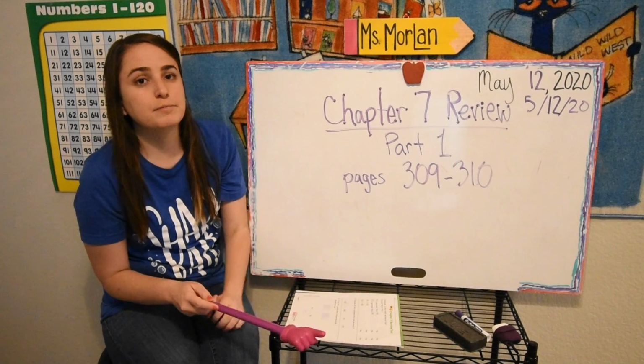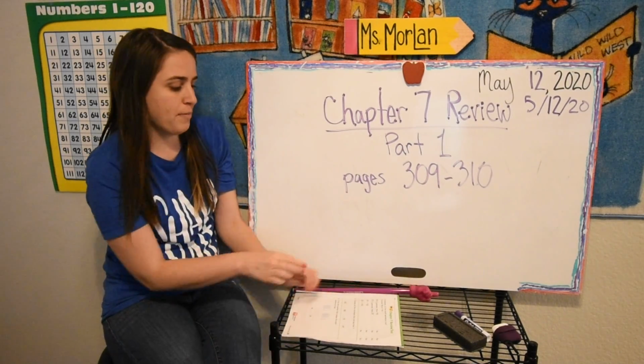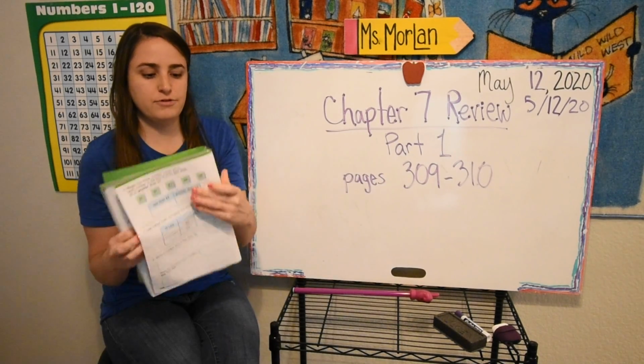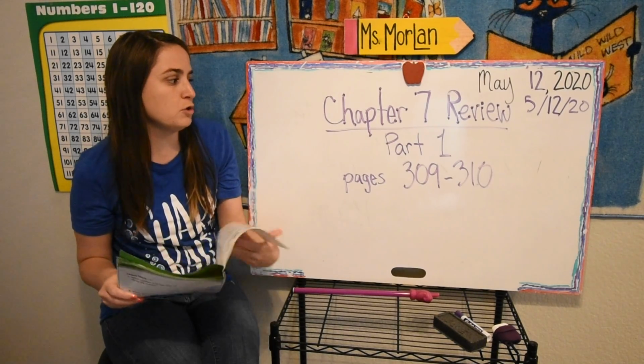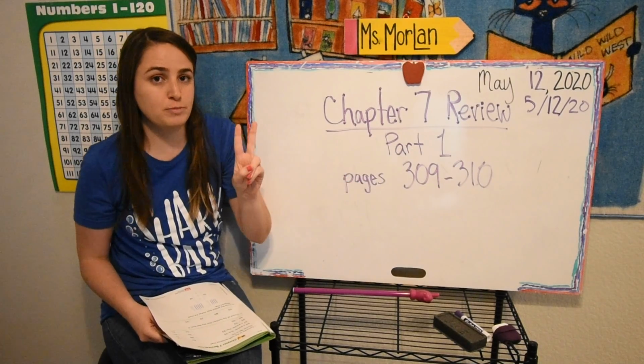Okay, we will be completing pages 309 to 310 in your Go Math book. So that's going to be the first 2 pages of the review. We will complete the rest of the review tomorrow. So make sure today you're only doing these 2 pages.